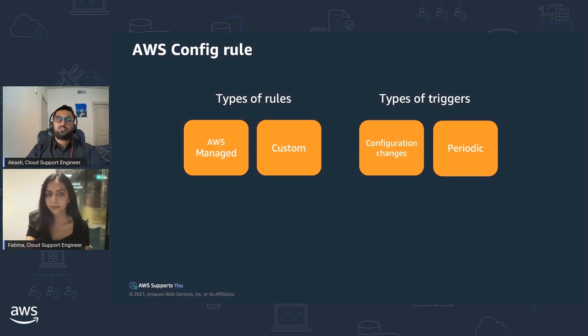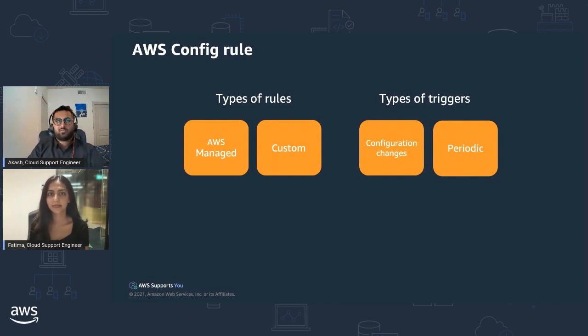And custom config rules are rules that you develop on your own, and you can add them to AWS Config by associating them with a Lambda function. The Lambda function has the logic on how you want to evaluate the resource and check whether it is compliant or non-compliant.